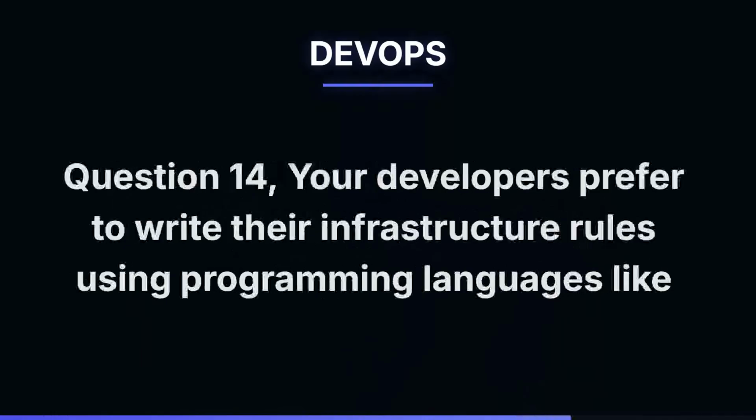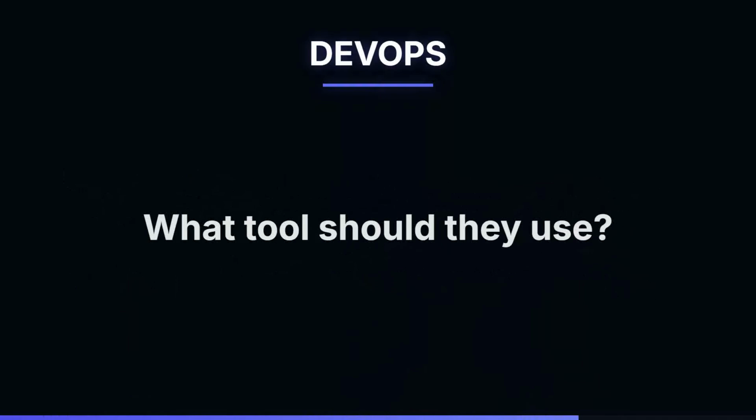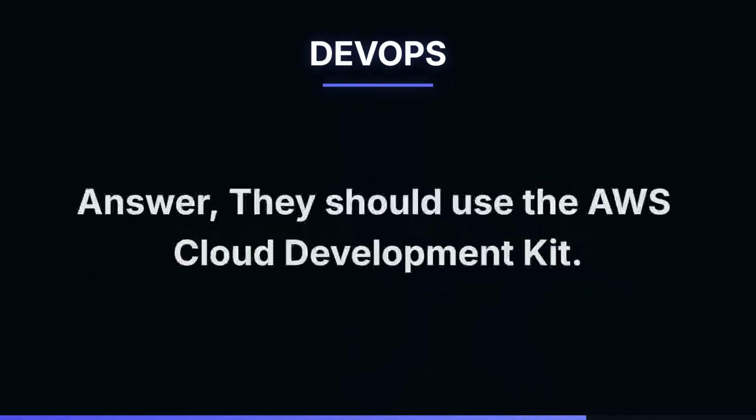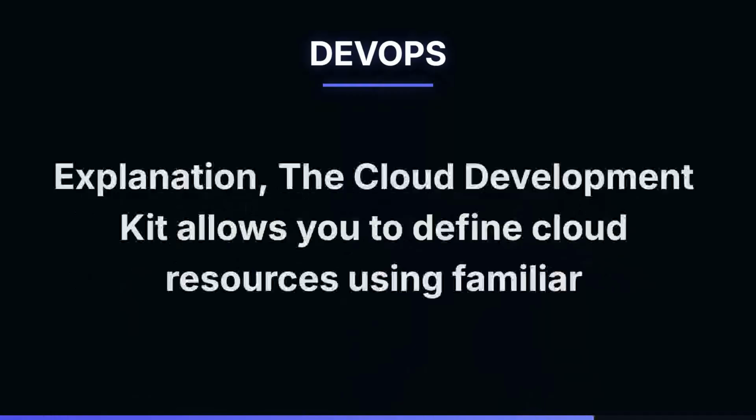Question 14. Your developers prefer to write their infrastructure rules using programming languages like Python instead of writing text files, and they want the code to generate standard templates. What tool should they use? Answer: they should use the AWS Cloud Development Kit. Explanation: the Cloud Development Kit allows you to define cloud resources using familiar programming languages before synthesizing them into CloudFormation templates.